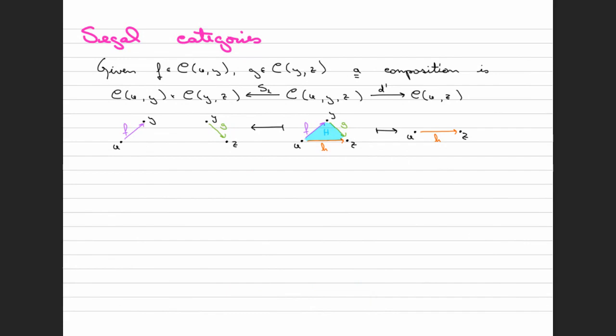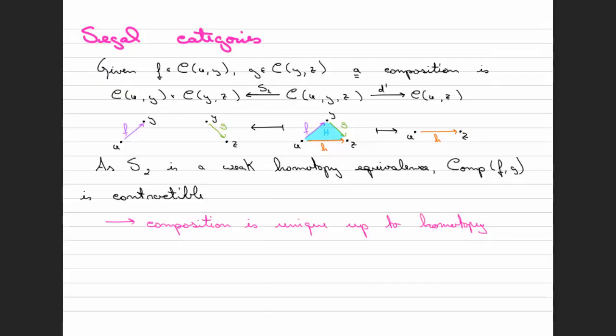But okay, I mean, in a category, not only do we need to have a notion of composition, because S2 is a weak homotopy equivalence, this space of compositions is contractible. And so it means that composition, even though it's not unique, is unique up to homotopy. Any two compositions are connected by a path and extra stuff.